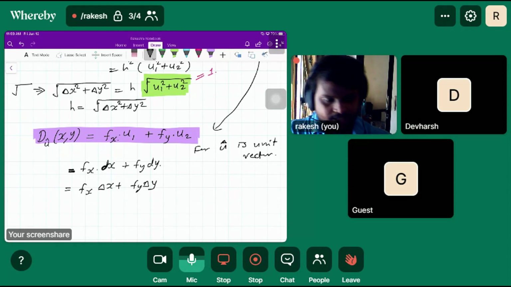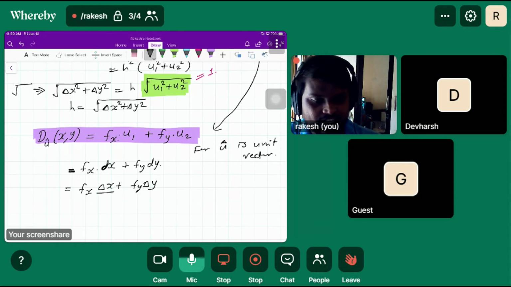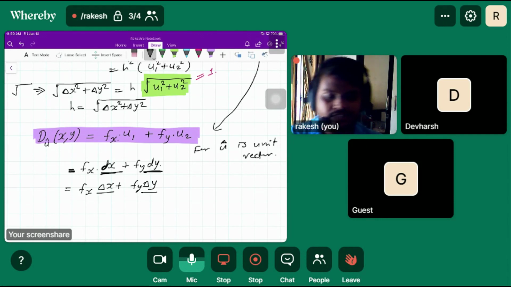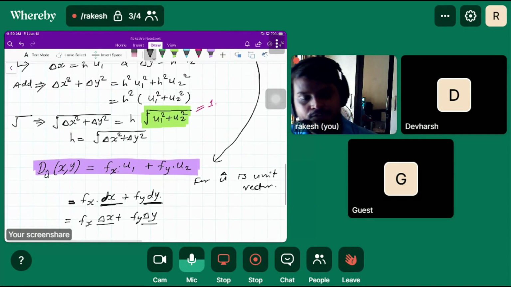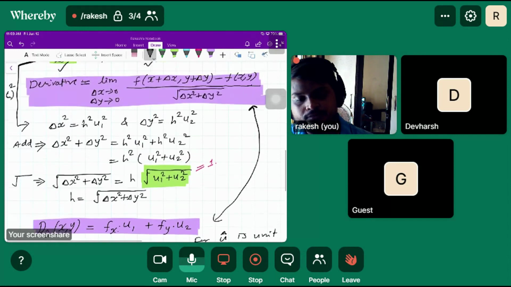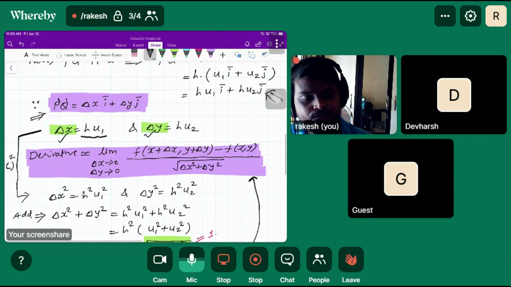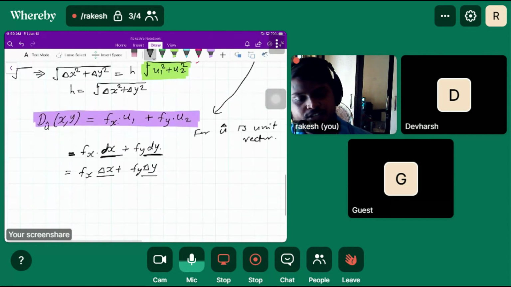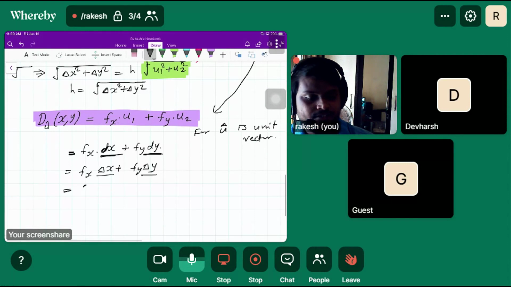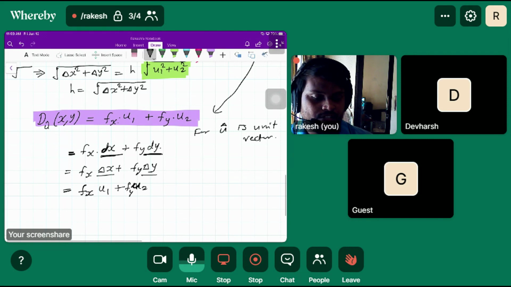So what I was discussing, yeah. This is delta x, delta y, because dx, dy is the same as delta x, delta y. And what is delta x, delta y? Delta x, delta y is hu1 and hu2, right? So here the idea is about the unit vector. So u1, f_y, u2, right?